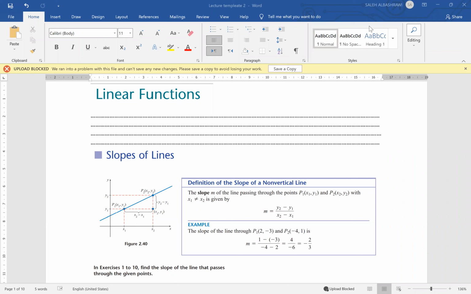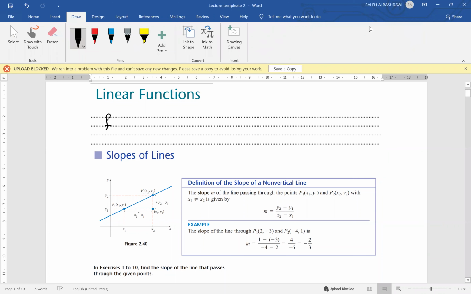In this lecture, we are going to speak about the linear functions. First of all, let's define the linear function. The linear function is just a function of the form f of x equal to mx plus b, where m and b are real numbers. m and b are any real numbers.